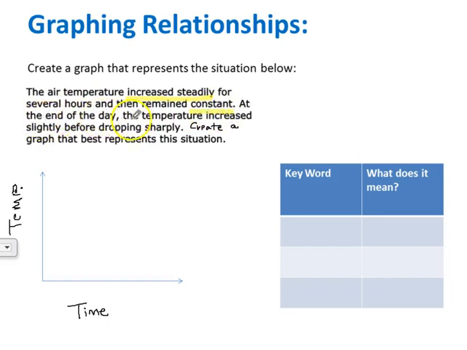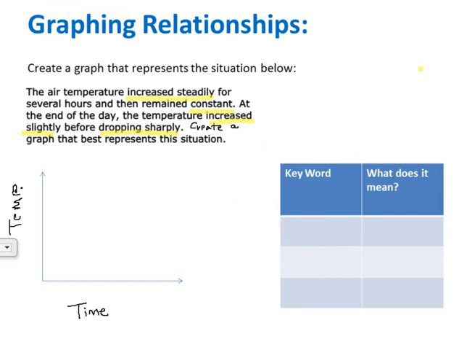At the end of the day, the temperature increased. That's another keyword telling us what it does, slightly before dropping sharply. Okay, so let's now decide what these key words mean so that we can graph this relationship. So what was our first key word that we can use to help us graph this situation? So we have highlighted increase steadily.